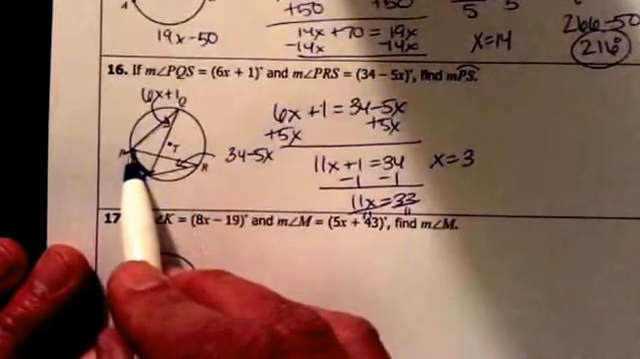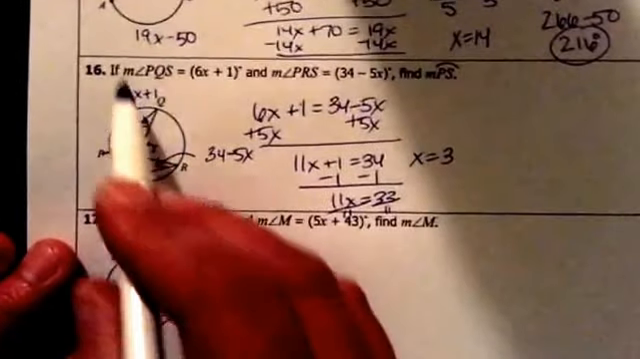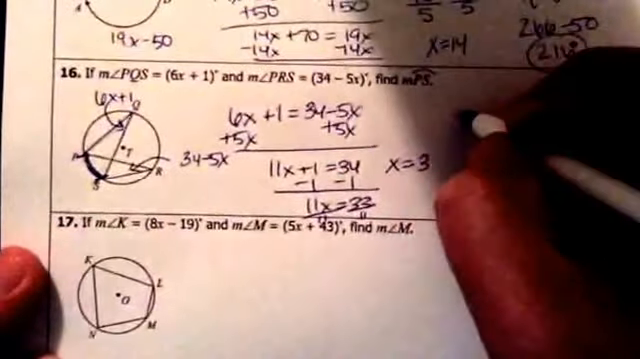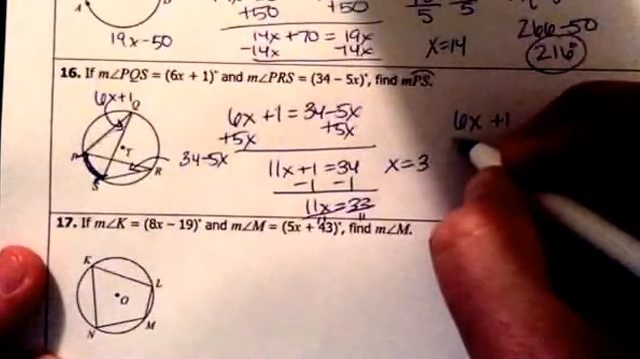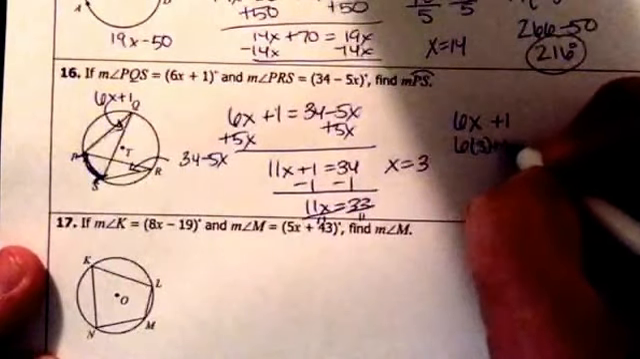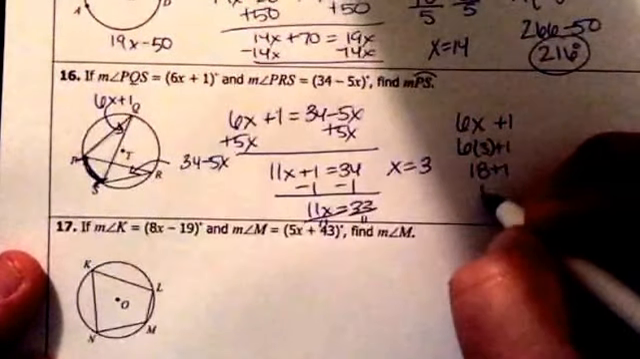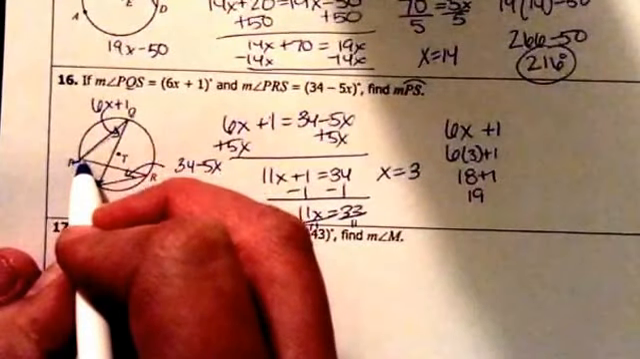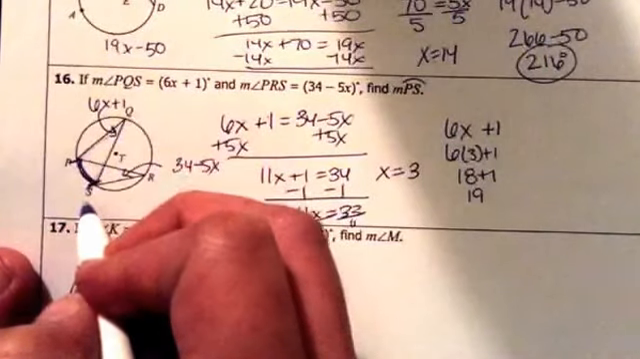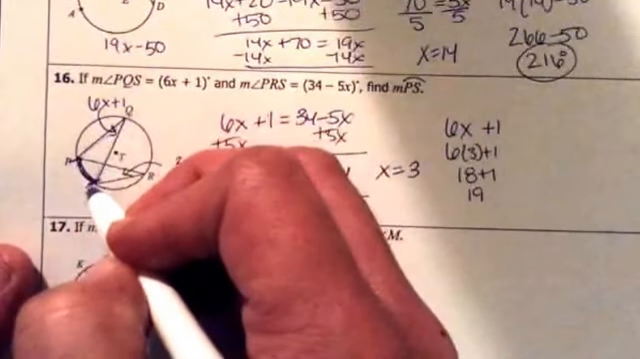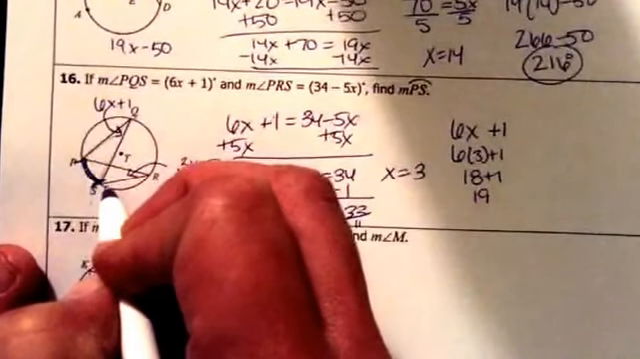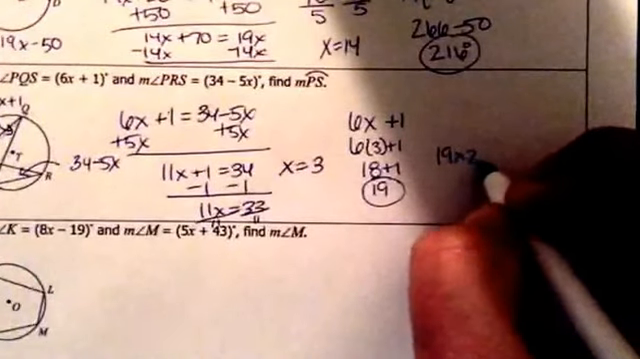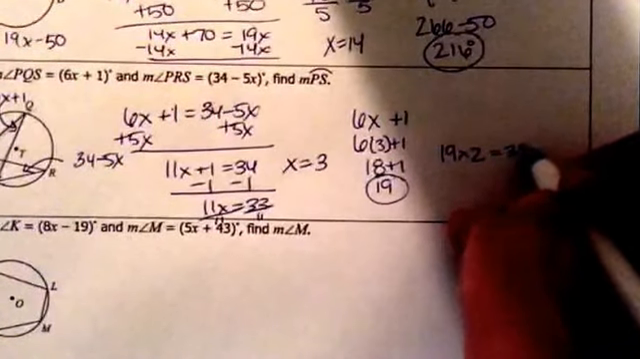In order to find this arc, I need to know what one of the angles is. So I'm going to take PQS, which is this expression right here. I'm going to plug in my x. So 6 times 3 plus 1, that's 18 plus 1, which is 19. Now remember, that's still only our inscribed angle. In order to find our intercepted arc, we take our inscribed angle and we double it. 19 times 2 equals 38 degrees.